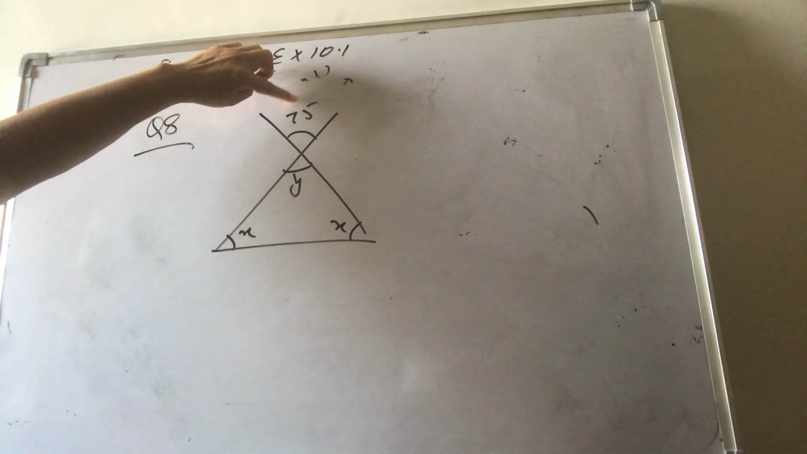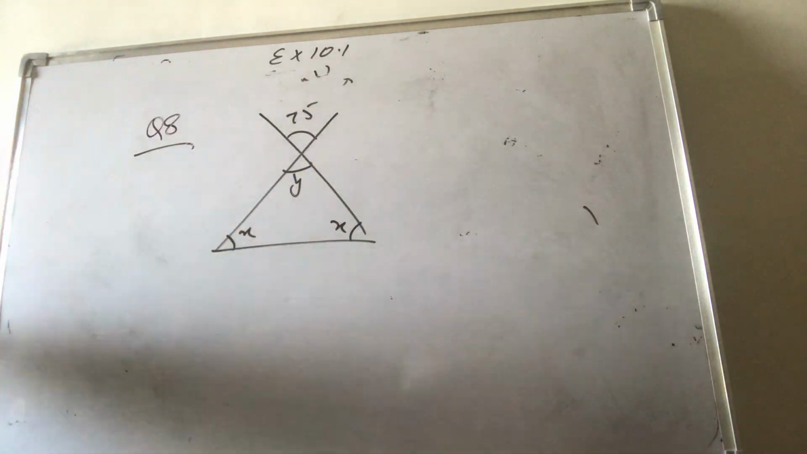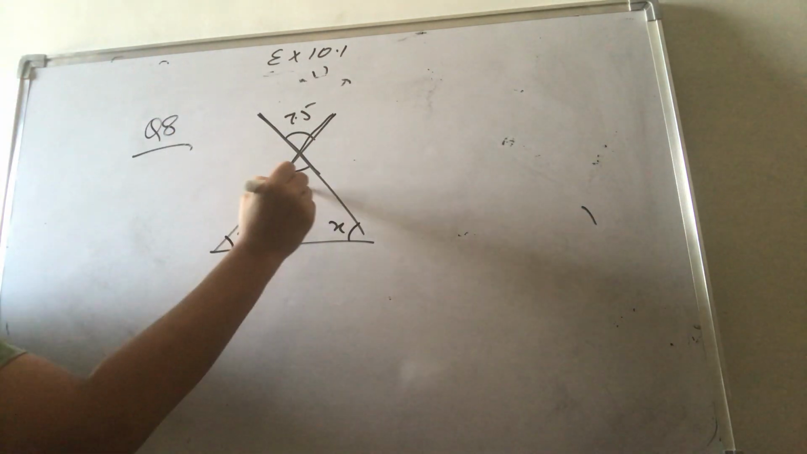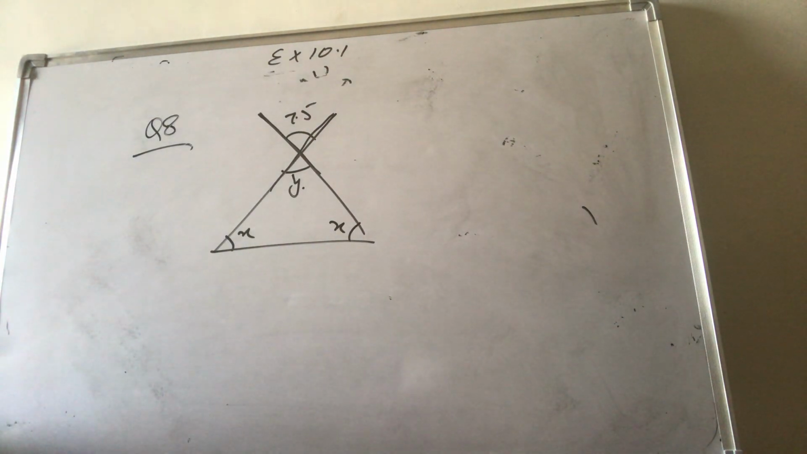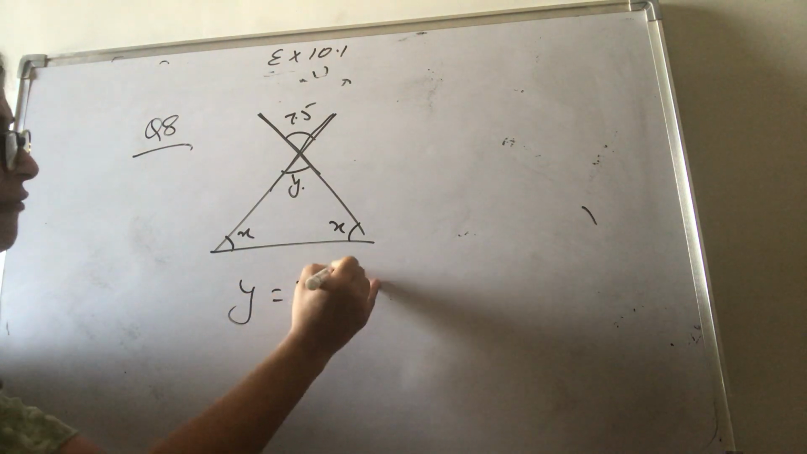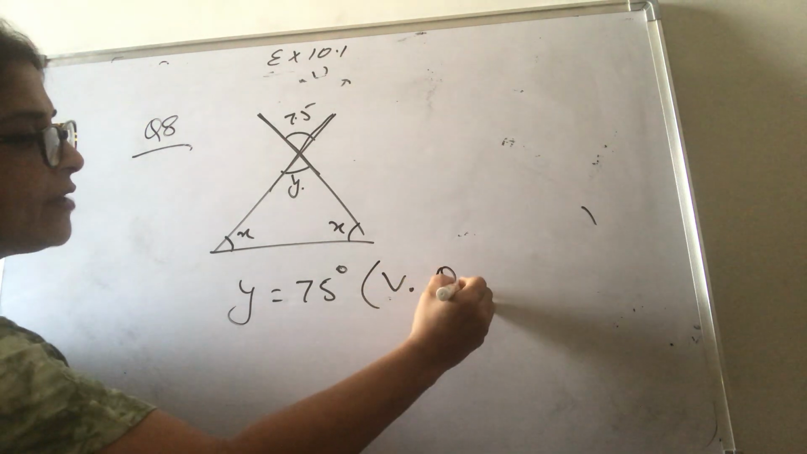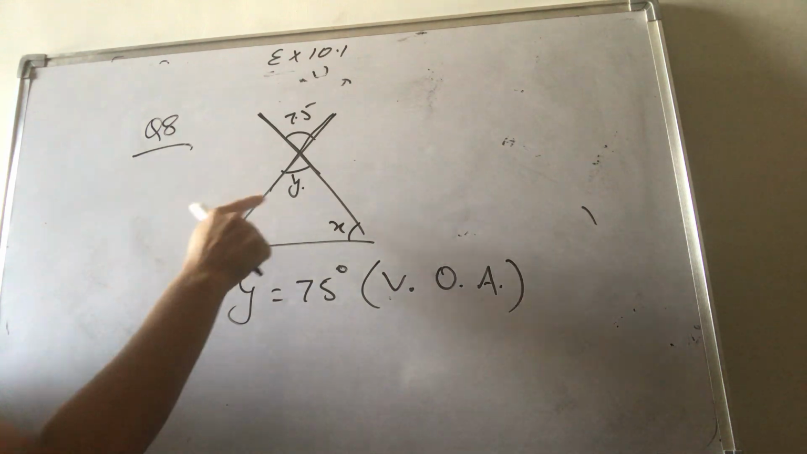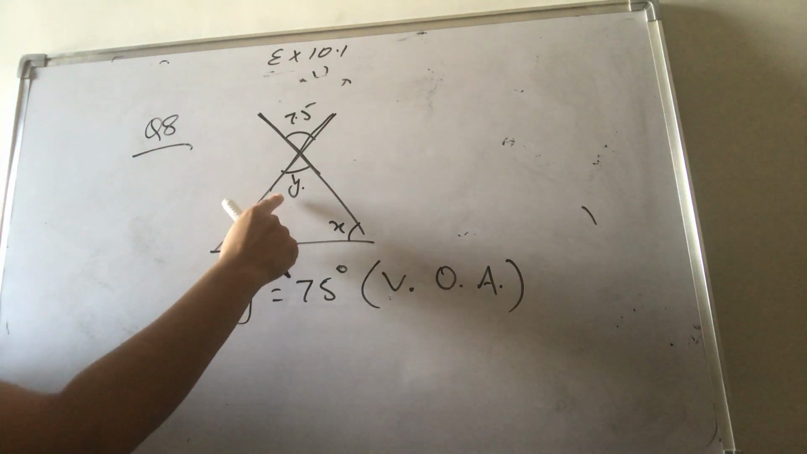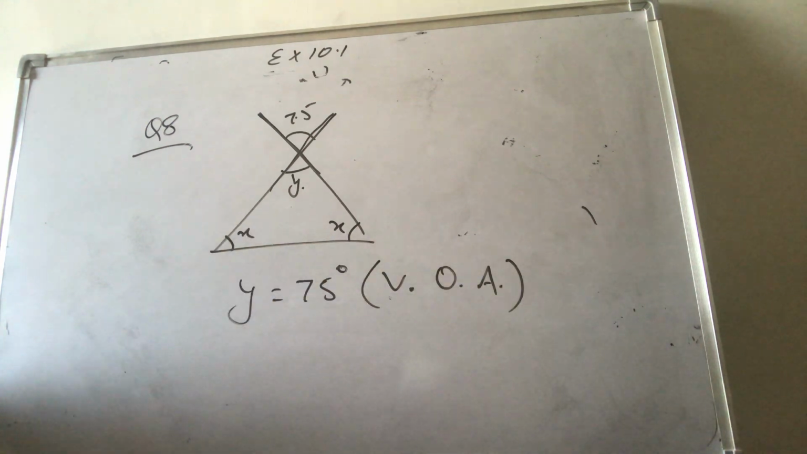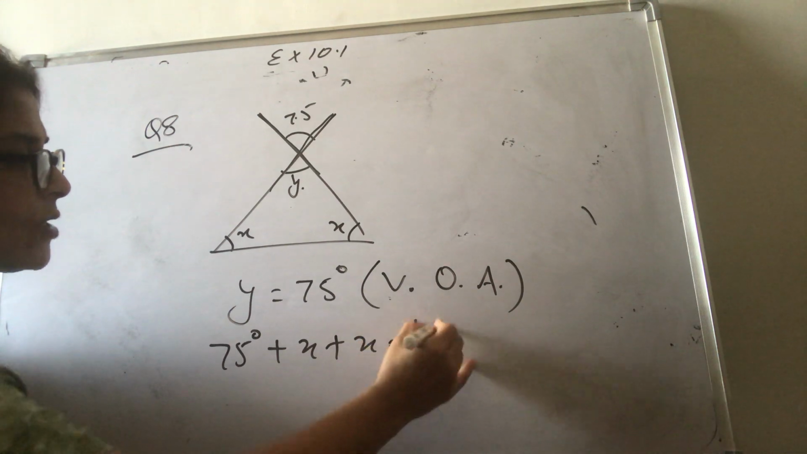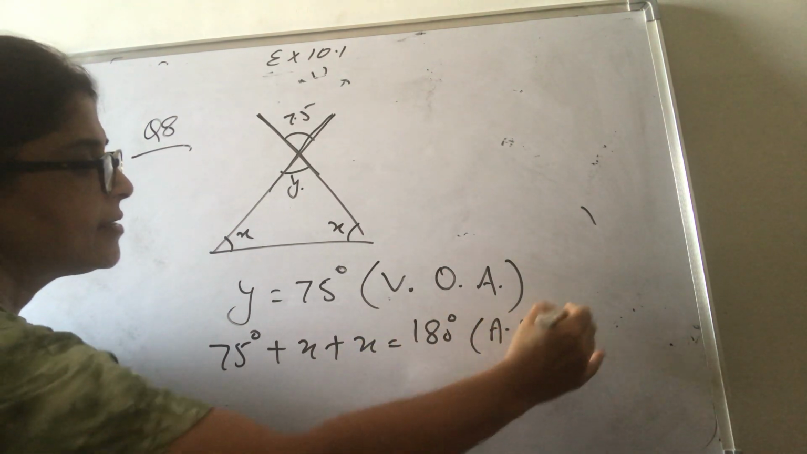From this 75 degree, we will come to the interior. As we know that these are two intersecting lines, this angle is 75, this angle will also be 75 because vertically opposite angles are equal. So first of all, we will write y is equal to 75 degree, and the reason we will write is vertically opposite angles. Now the value of angle y we know, 75. Now 75 plus x, that is angle sum property. 75 degree plus x is equal to 180 degree, and this is the angle sum property.